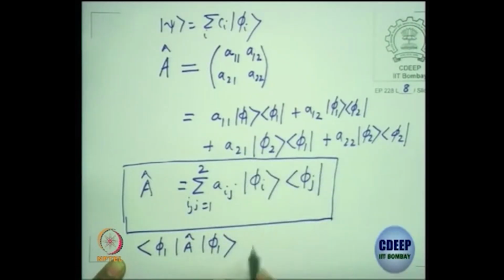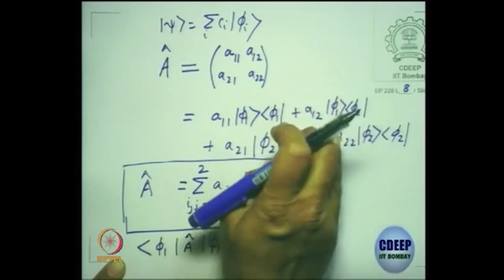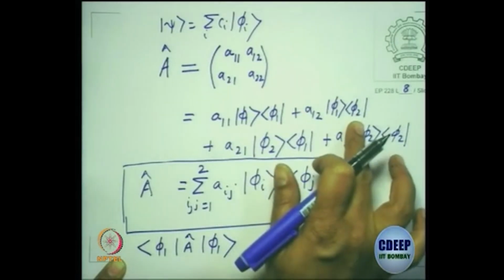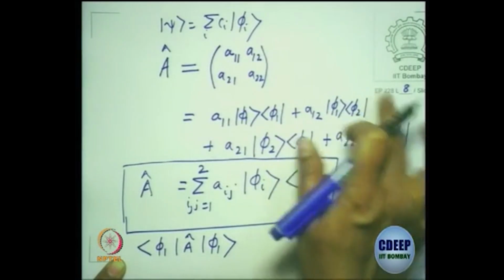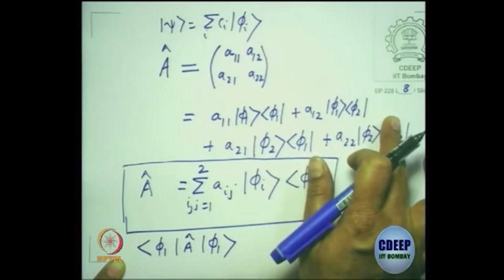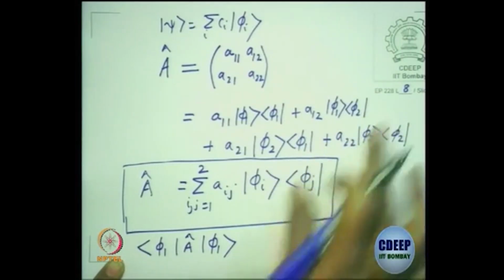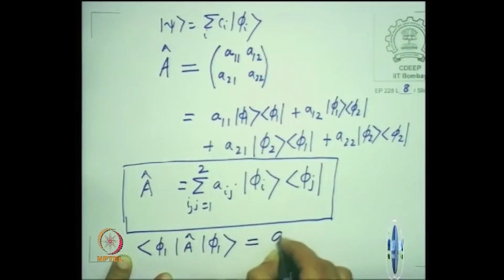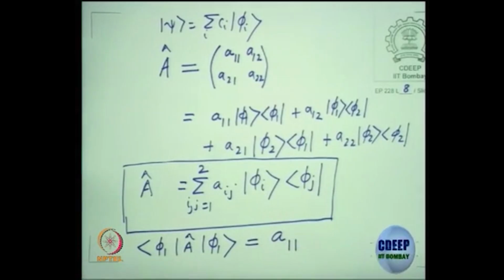If I put the ket phi 1 after that, that will operate on this state, and what happens to this term? Phi 1 will be 0. So what do we get from here? The only non-zero element will turn out to be A11.